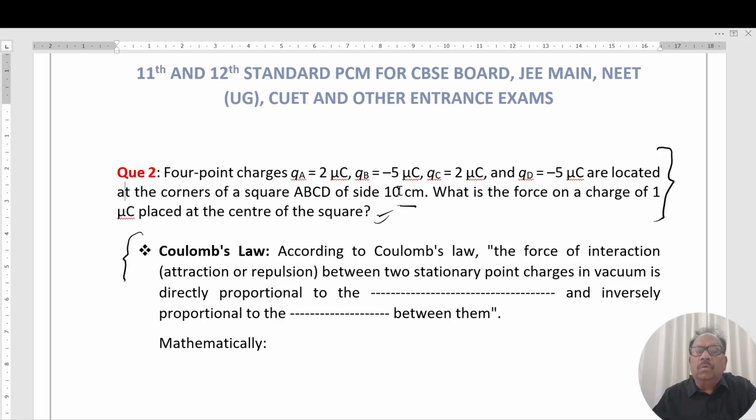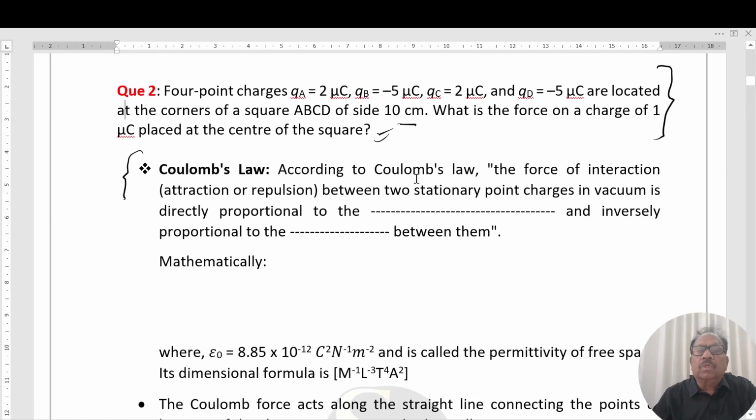Right? Now, let's start with the applicable concepts first. What is Coulomb's law? According to Coulomb's law, the force of interaction may be attractive or repulsive depending on the charges. If the charges are like charges, repulsion will be there. If the charges are unlike charges, there will be attraction. Like means both are of the same nature. Unlike means both are of opposite nature. The force will be proportional to the product of the charges.